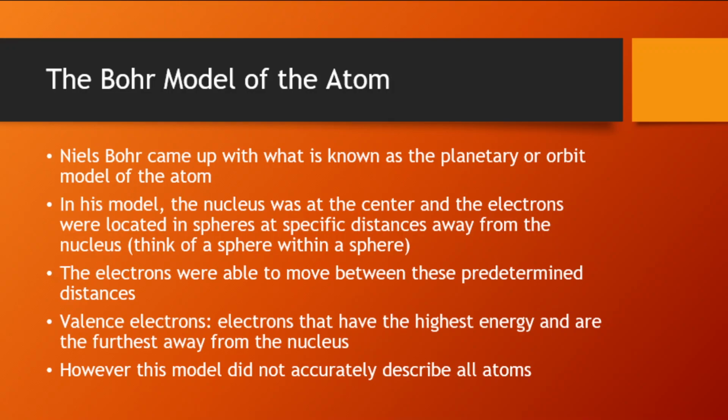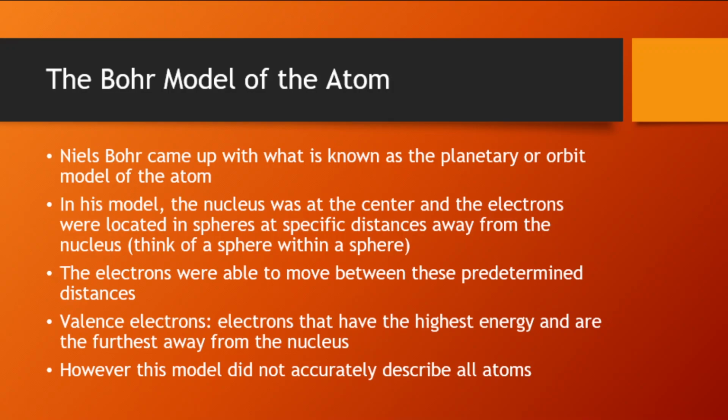The sun is the center of our solar system. For an atom, the nucleus is the center of the atom. That's what's in the center. And then you've got the electrons that are in specific orbits at specific distances around the nucleus.